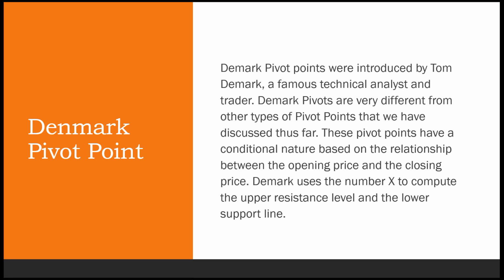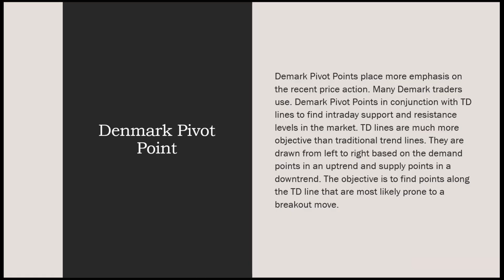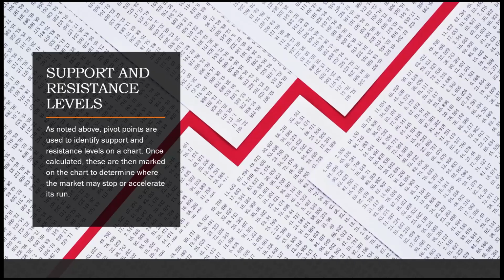And then DeMark's pivot points. DeMark's pivot points were introduced by Tom DeMark, a famous technical analyst and trader. They are very different from the other types of pivot points that we have discussed before. These pivot points have a conditional nature based on the relationship between the opening price and the closing price. DeMark uses the number X to compute the upper resistance level and the lower support level. DeMark's pivot points place more emphasis on recent price action.